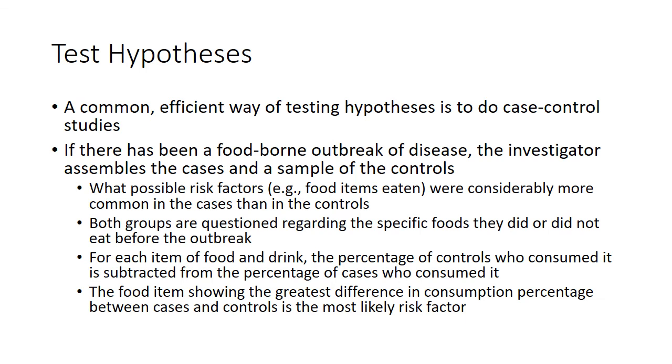Both groups end up being questioned regarding specific foods they did or did not eat before the outbreak. Then for each item, food and drink, you look at the percentage of controls who consumed it, subtract it from the percentage of cases who consumed it, which gives you an idea of what was more likely to have occurred in the cases versus the controls. The food items showing the greatest difference in consumption percentage are going to be the most likely risk factors. It may not be a slam dunk, but it tends to be the most likely cause, and at least can help you narrow things down and give you a better avenue for investigation.